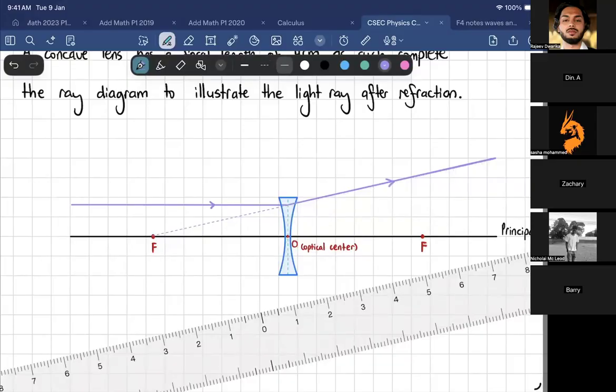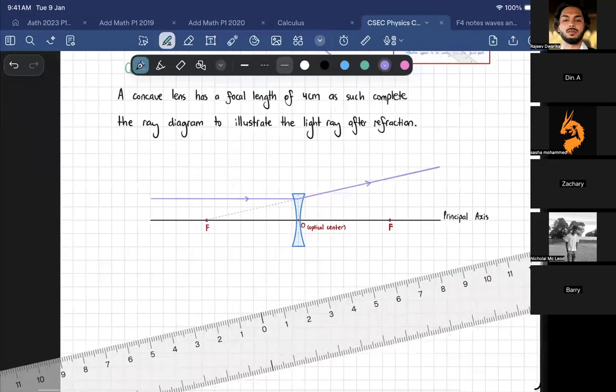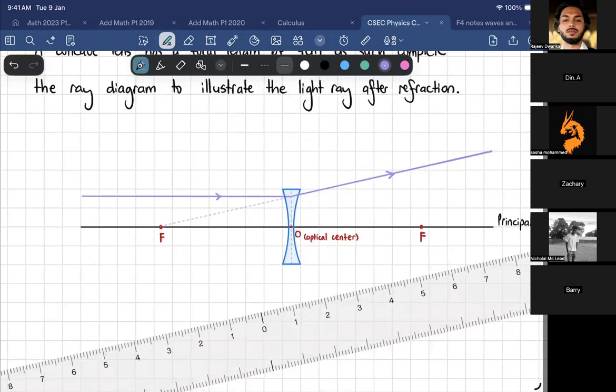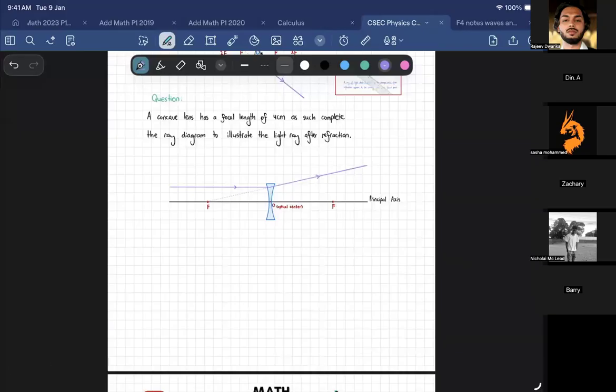Make sure, well, obviously you have your pencil case in the actual exam, but yeah. All right. So that's the answer you're looking for. Did everybody understand that? Yes, sir. Okay.